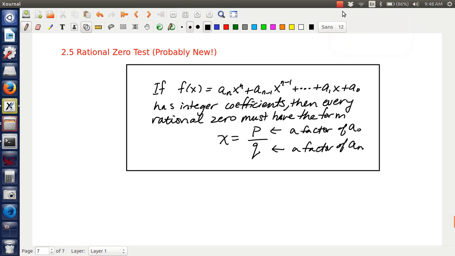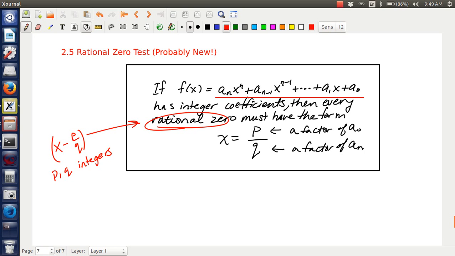Okay, so the rational zero test is probably new to most of you. So what is it saying? It's saying if there's some polynomial, this is fancy math speak, that has integer coefficients, then every rational zero, okay, what is a rational zero? Let me just tell you what this is. It means you have a factor that looks like this, and p and q are integers. Okay, that means it's a rational zero, as opposed to an irrational zero. Got it? Hopefully. It must have the form x equals p over q.